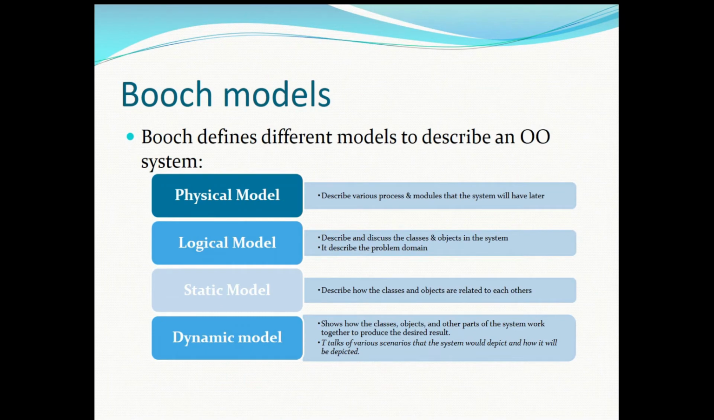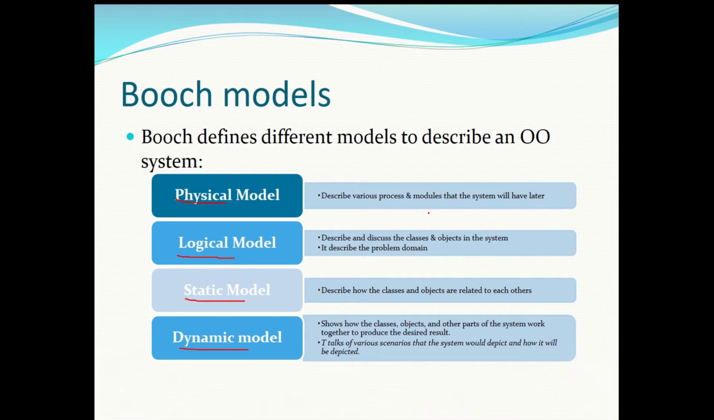Now, the Booch models contain three or four models, starting from a physical model, logical model, static model, and dynamic model. The physical model is basically about the description of all the processes and the models that will be in the system. So, for example, if you are implementing a system for the college, you can say the system will include the student and the classes, and the processes will be registration, withdraw, and so on.